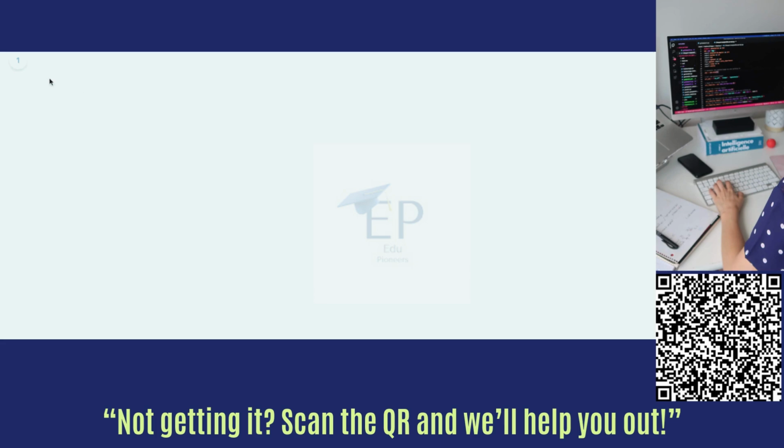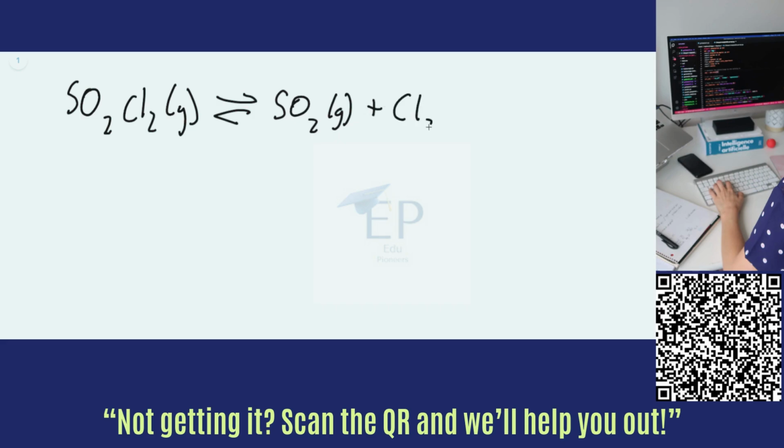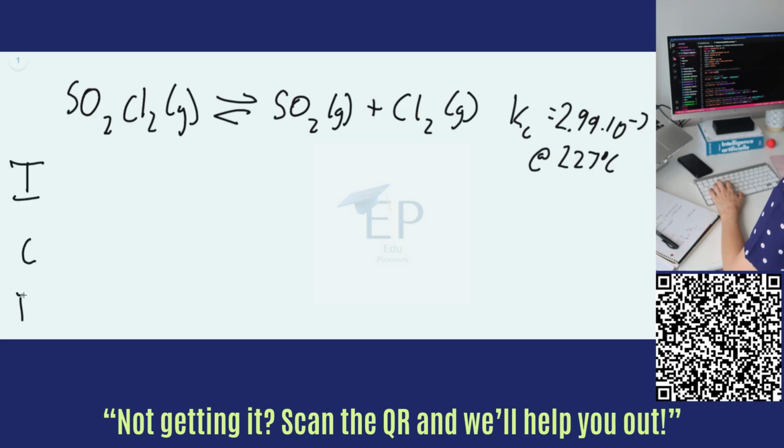So this problem gives us the chemical equation SO2Cl2 gas forms SO2 gas plus Cl2 gas. And tells us that the Kc is 2.99 times 10 to the negative 7th at 227 degrees Celsius. And so the first thing we want to do is an ICE table so we can find equilibrium concentrations.